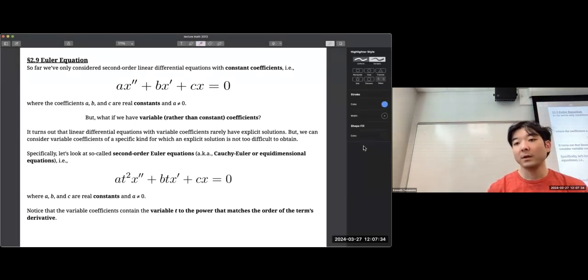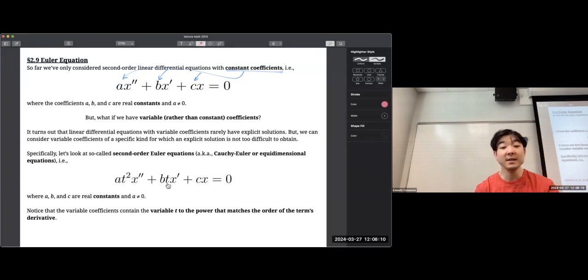So far, they've all been constant coefficients. We've assumed that this a and this b and the c in front of these guys are all constants. But what if we keep a and b and c, but instead of constant, they're now non-constant? Let's say we just introduce this additional t squared here and then a t here.